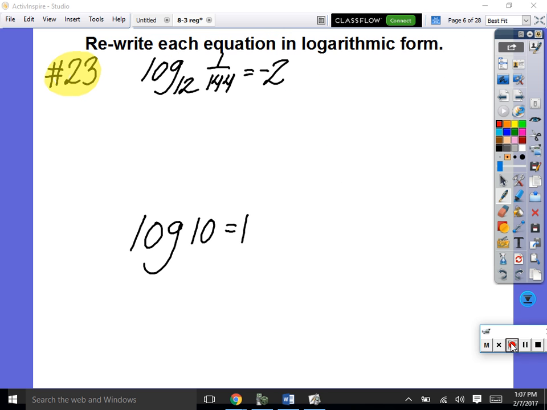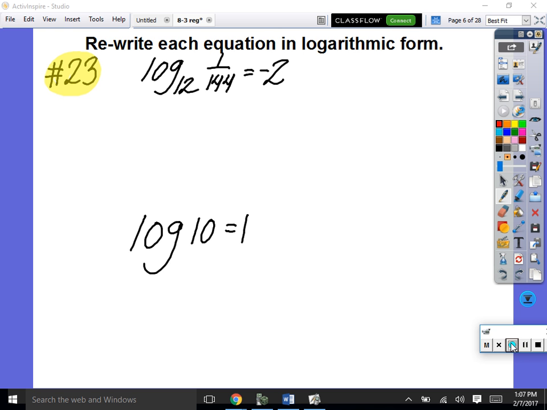Go for it. Everybody locate problem number 23. My examples are 2 out of that section. They're all on that left-hand column, so look down with your eyes. We're going to do this one first. Log to the base 12 of 1 over 144 equals -2.